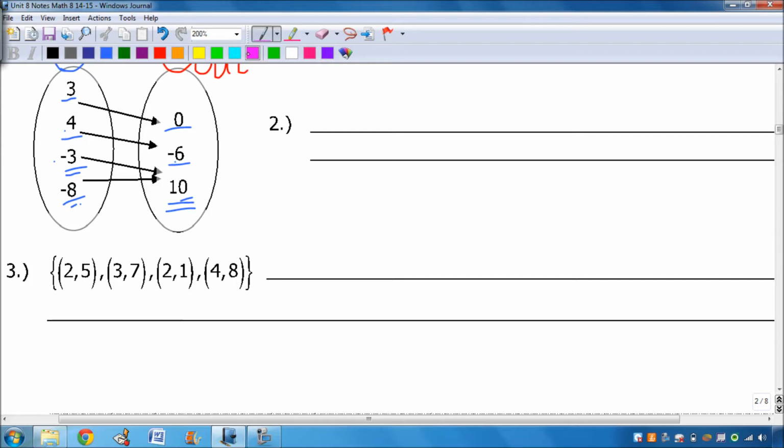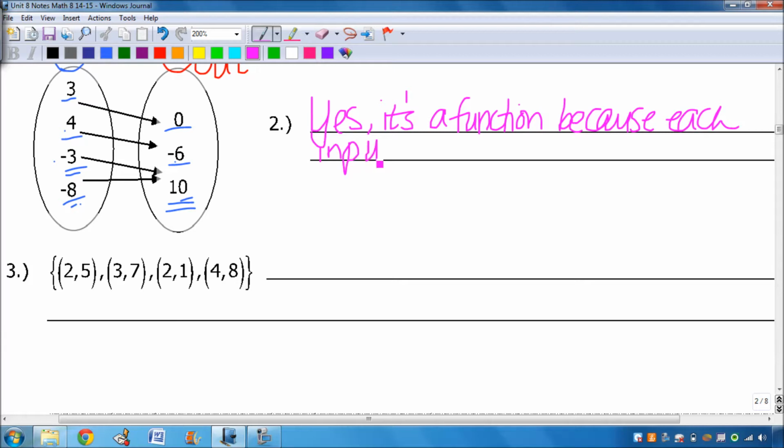So again, we're going to say yes, it's a function because each input has only one output. Again, the outputs, it doesn't really matter how many inputs are matched from an output to an input, okay? So please try number 3. See what you think. Pause the video, make your decision, and then come back to me to see how you did.